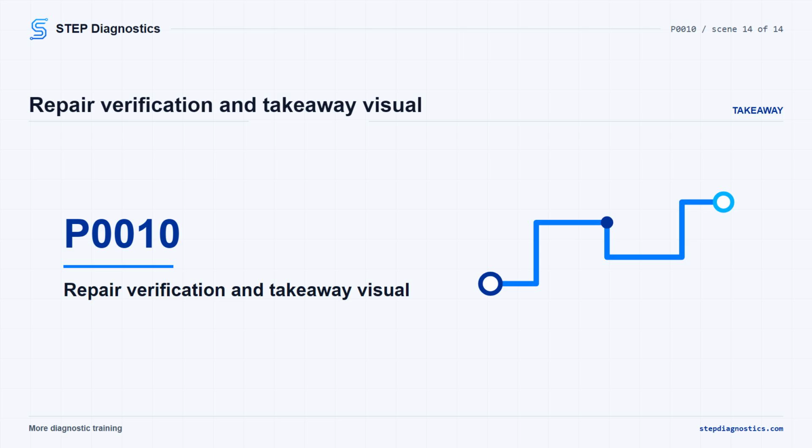The takeaway is simple. Diagnose P0010 as a command versus response circuit problem, but do not skip oil condition, oil pressure, connector movement, or the low reference and control circuit checks before condemning a component.